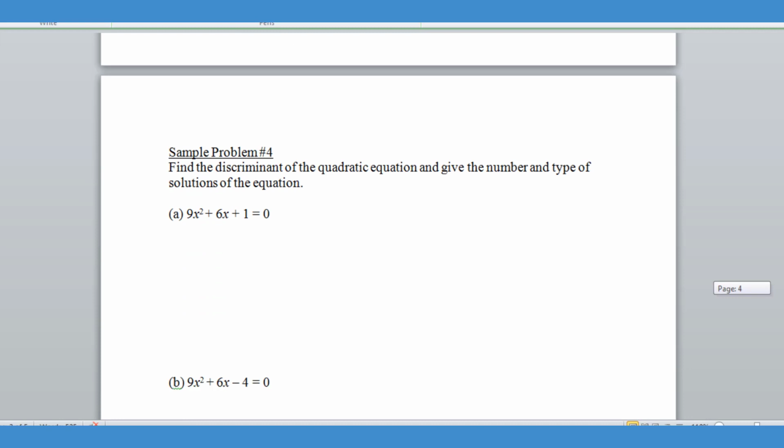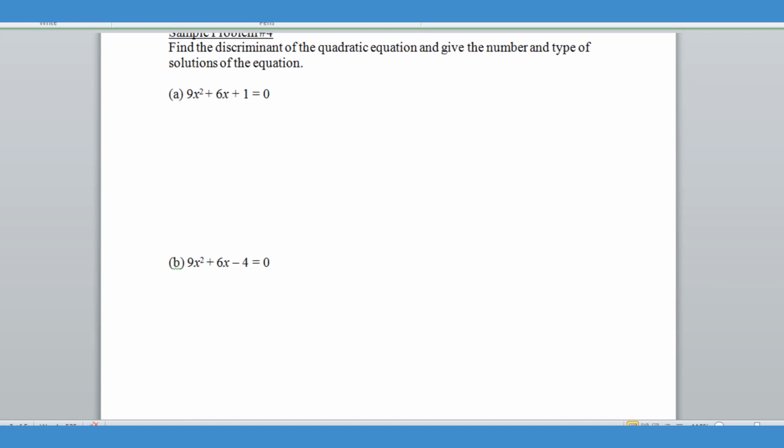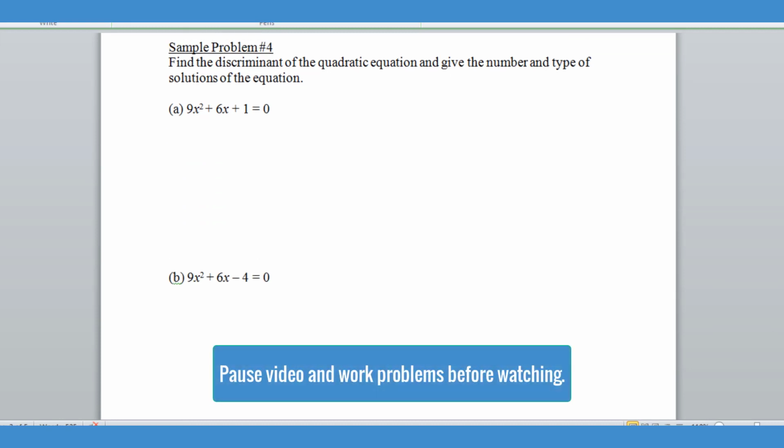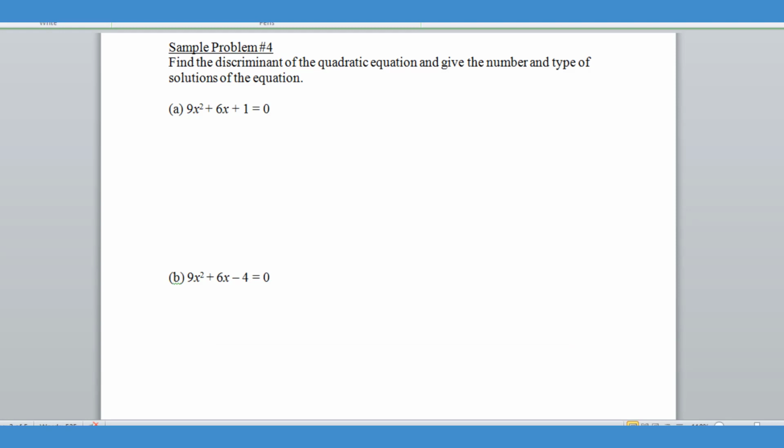So let's take a look at sample problem 4. Here we have 3 problems for you to work. All we want you to do is find the discriminant of the quadratic and give the number and types of solutions that are involved. Alright, so let's take a look at this. If we remember, the discriminant is b squared minus 4ac. It does not involve the radical, so keep that in mind.